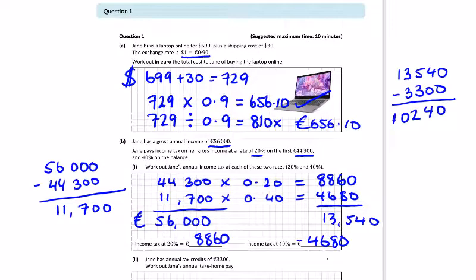10,240. Just double checking the calculator. So that will be not her take-home pay, that will be her net tax. So her take-home pay, she's earning 56,000, but the government are taking 10,240. So that will leave her with 46,000 minus 240, which will be 45,760 for her take-home pay.